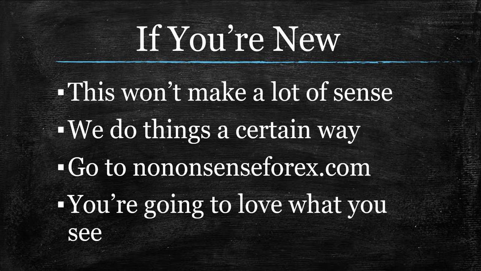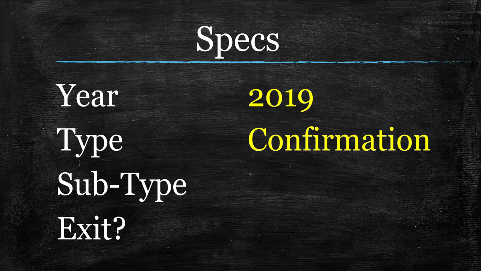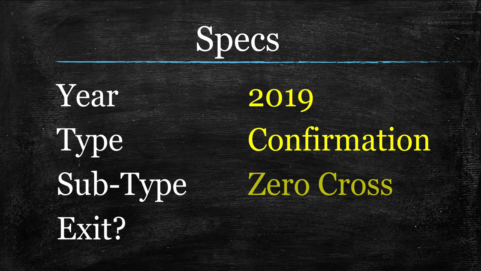So for those of you who are already there, let's go ahead and go over the specs for the Bandpass indicator. The year is going to be 2019. The type is going to be a confirmation indicator, and the subtype is a zero cross. Now, on the surface, it's not going to look like a zero cross, but those of you who have been with me for long enough are going to understand exactly why it is a zero cross.